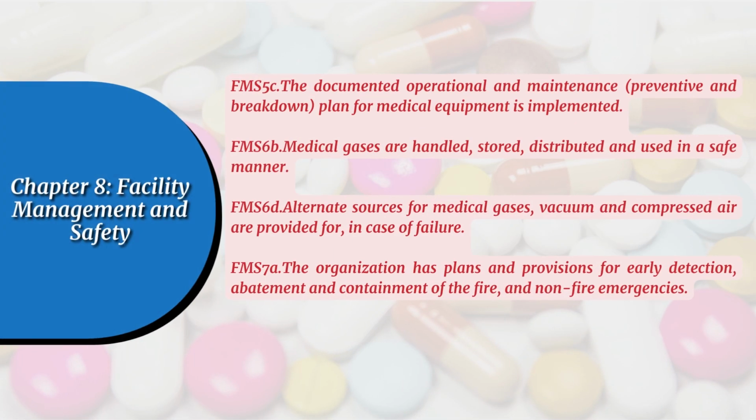Now we will talk about the last four objective elements of facility management and safety. FMS 5C, the documented operational and maintenance plan for medical equipment is implemented. FMS 6B, medical gases are handled, stored, distributed and used in a safe manner. FMS 6D, alternate sources of medical gases, vacuum and compressed air are provided for in case of failure. FMS 7A, the organization has plans and provisions for early detection, abatement and containment of fire and non-fire emergencies.